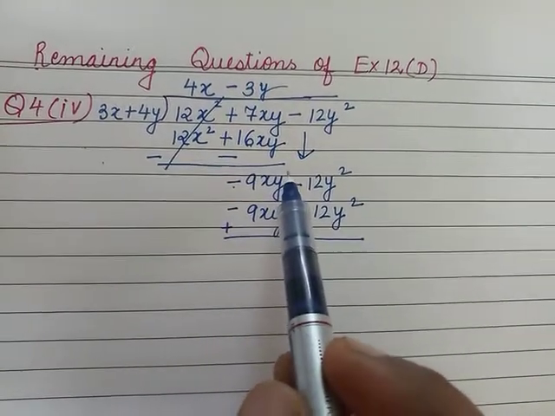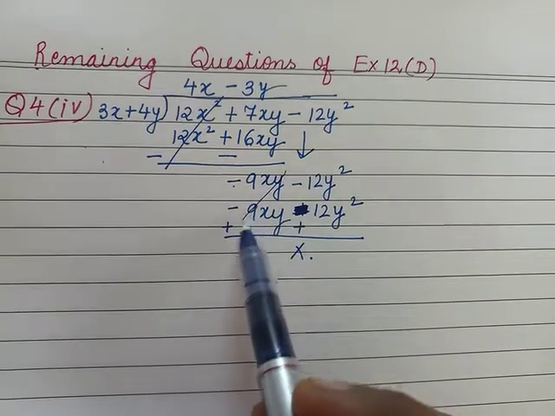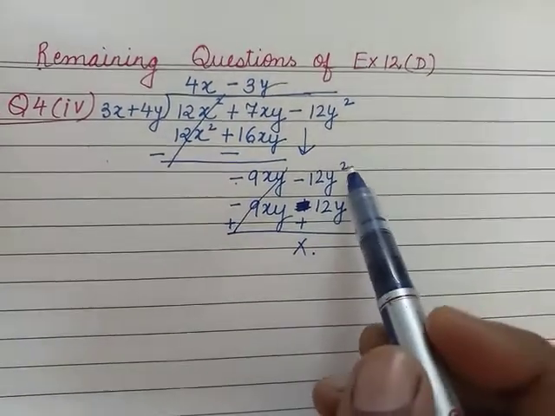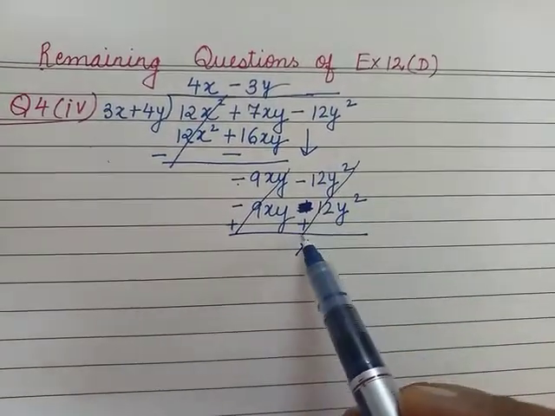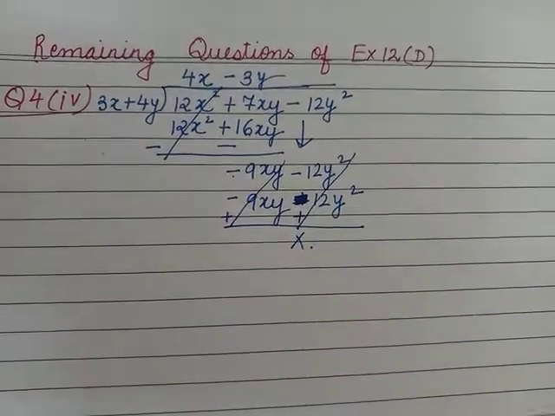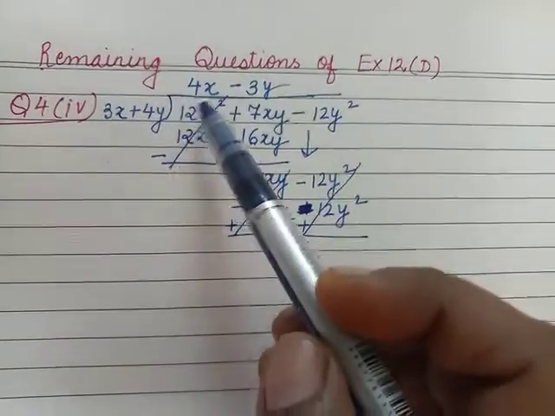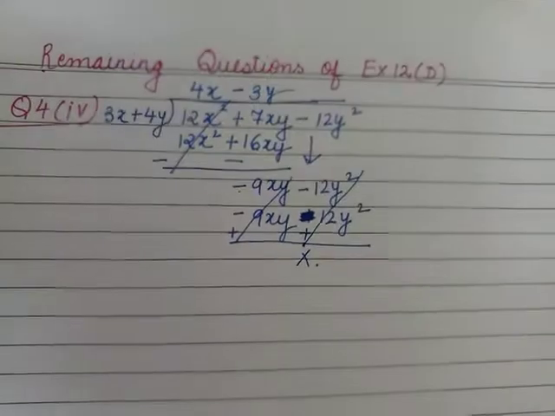So plus 9xy and minus 9xy get cancelled. Similarly, plus 12y square and minus 12y square get cancelled. So the answer is 4x minus 3y.